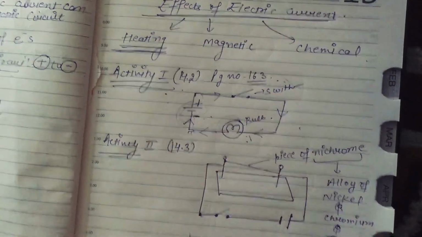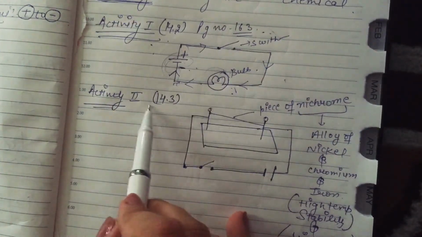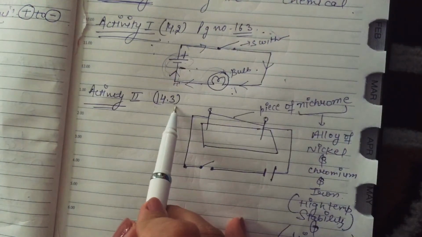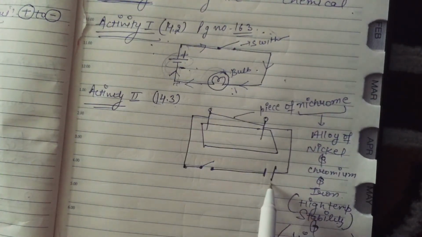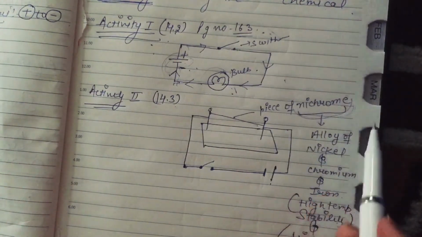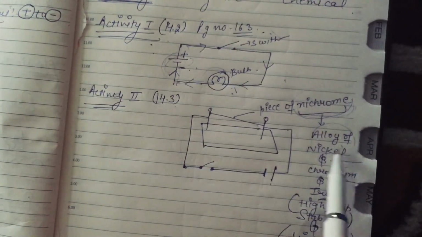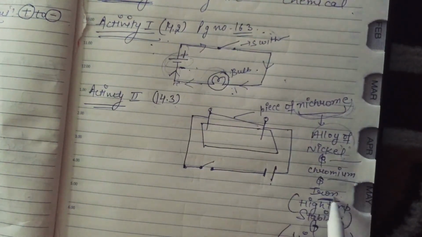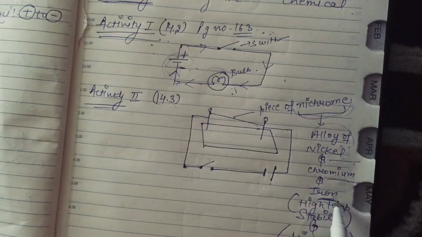One more activity is there, that is activity number 14.3. What do you have to do? Simply make a circuit as shown in the figure. So take about a 10 centimeter long piece of nichrome. What is nichrome? It is an alloy of nickel, chromium and iron. An alloy is a mixture of metals, okay. So it is an alloy of nickel, chromium and iron.